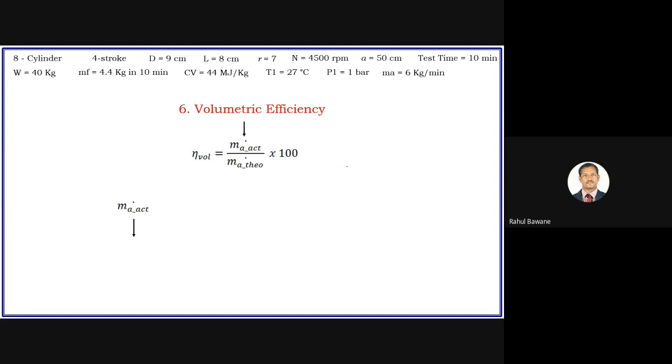The actual mass inducted is given as 6 kg per minute. Now we have to calculate theoretical mass inducted. But as actual mass is in kg per minute, theoretical should also be in kg per minute. How to calculate theoretical mass inducted? We must know PV equals mRT. So they provide a pressure value and temperature.